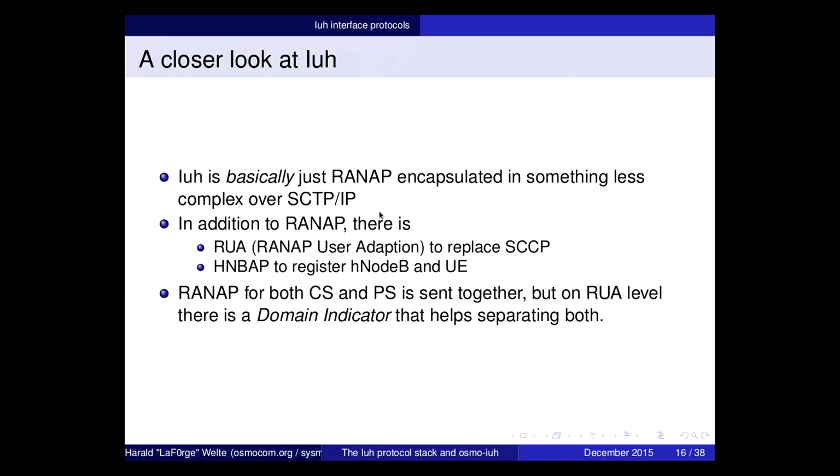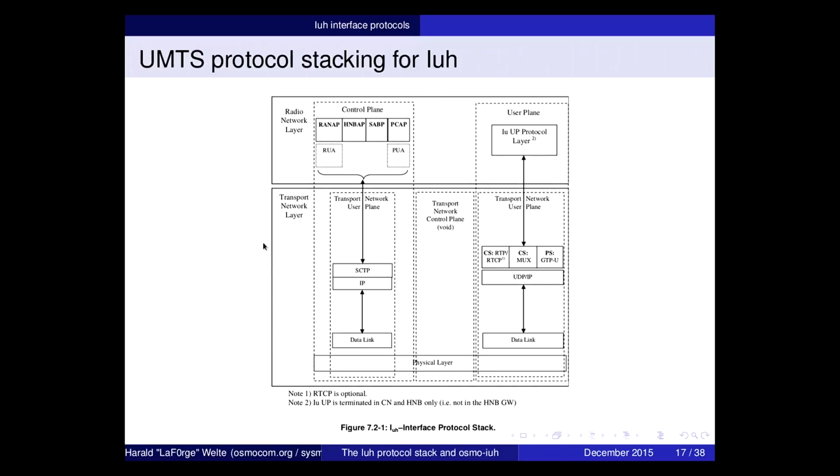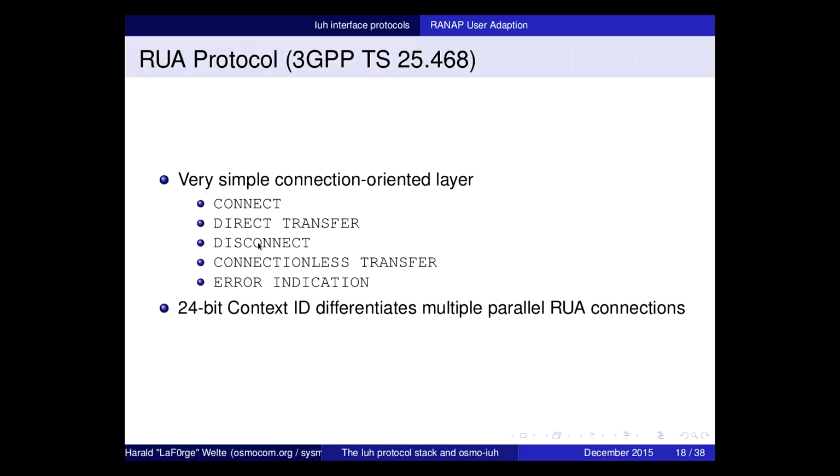As I said, there are the different protocol layers. There's RUA, there is the RANAP protocol, and the HNBAP protocol. Let's look at those protocols, what they do, and how we can implement them. I'm skipping a few slides in the middle because they are illustrative if somebody wants to check them later, but it would go into too much detail at this point.